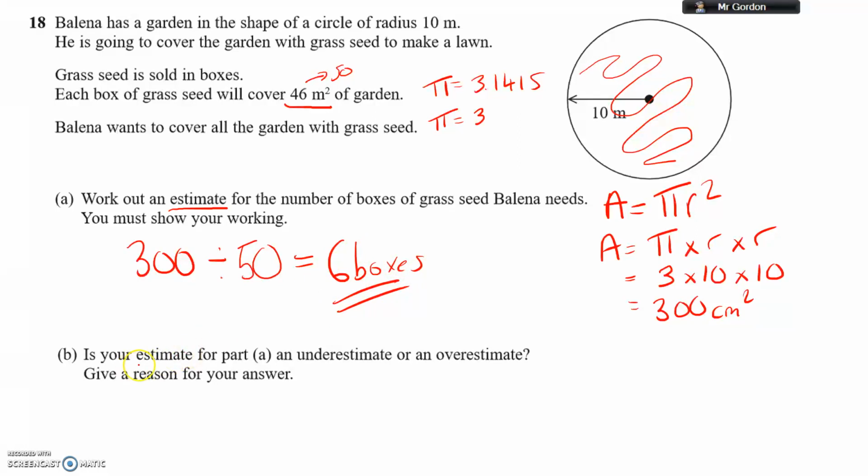Okay? Is your estimate in part A an underestimate or an overestimate? Well, when I did the area, I rounded pi downwards, so I've kind of estimated the garden to be smaller than it is. So I'm going to say that mine is probably an underestimate because I have underestimated the area of the garden.